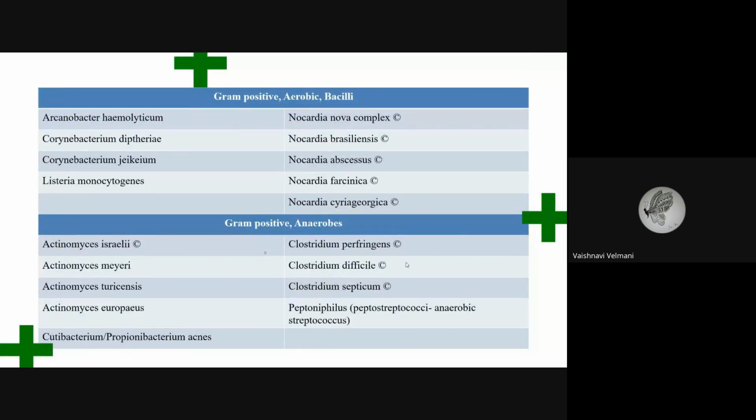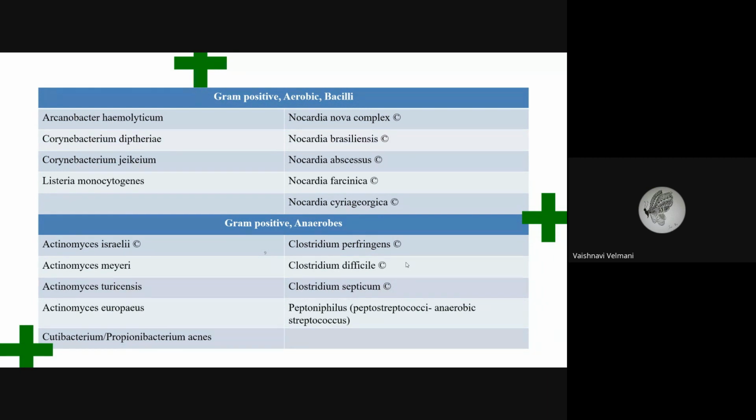Next. Then the gram-positive aerobic bacilli. Bacilli are rod-shaped. In this, the major genus are the Corynebacterium species, Listeria species, and Nocardia species. Nocardia species has 5 different species which are commonly occurring in human beings. And then coming into the gram-positive anaerobes. Anaerobes include Actinomyces species and Clostridium species more commonly.